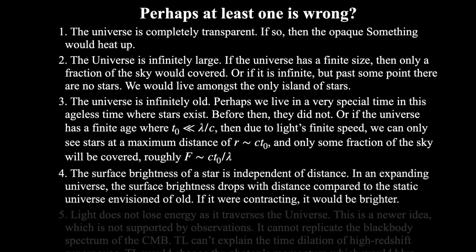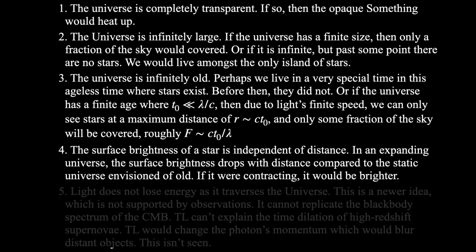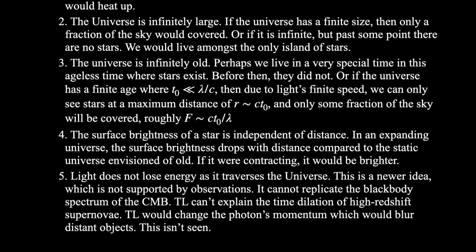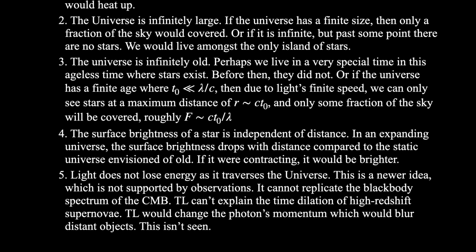Next, we have to look at the surface brightness of a star being independent of its distance. In an expanding universe, the surface brightness would drop with distance compared to the infinite static universe we envisioned. And if we were contracting, things would be brighter than expected. So maybe the expanding universe will get rid of the problem too. Next, let's look at light not losing energy as it traverses the universe. It does lose energy due to the cosmic redshift, but let's say you believe the universe is not expanding. So light maybe would get tired as it travels and lose energy.